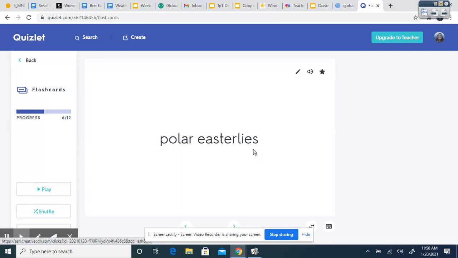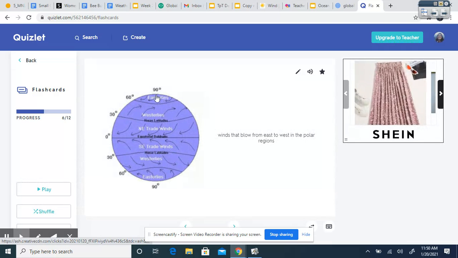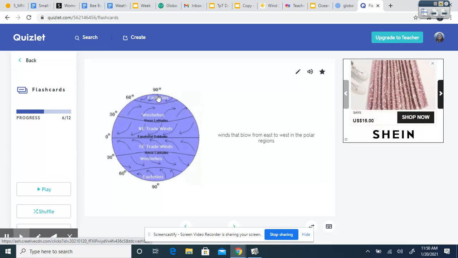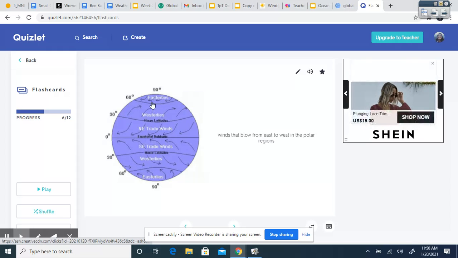Next, we have polar easterlies. So these are the ones that blow from east to west in the polar regions.